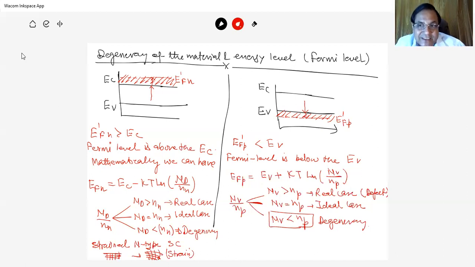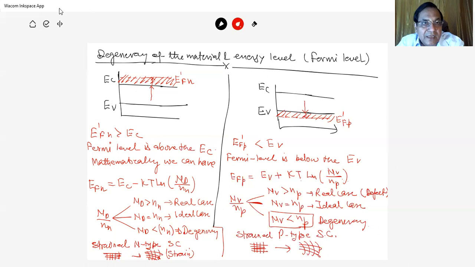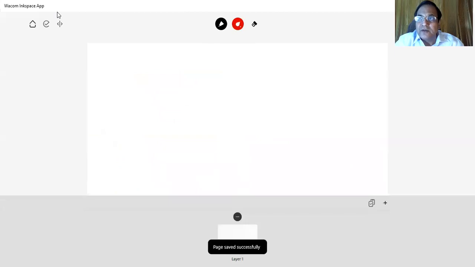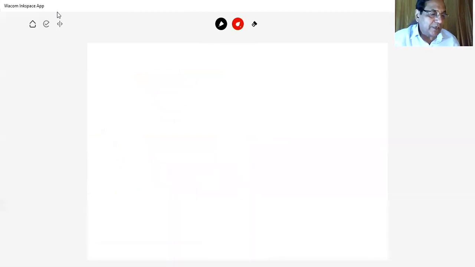So this factor is less than 1, so this will be negative and this will be positive. And one of the cases is also in the strained p-type semiconductor. Strained p-type semiconductor means the trivalent is strained, so the formation comes in this way. So these are the basic concepts of degeneracy. Now let us discuss some numericals, which are very important.